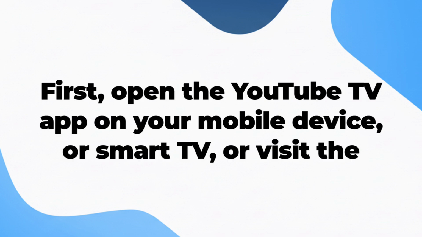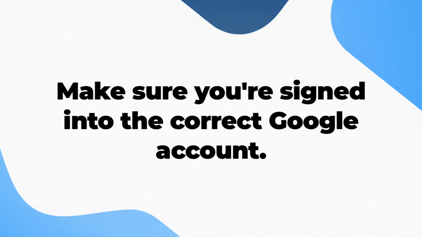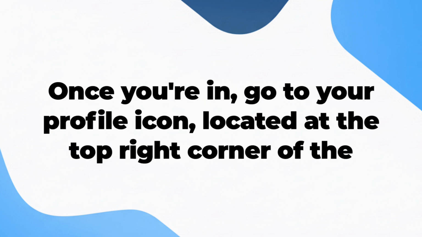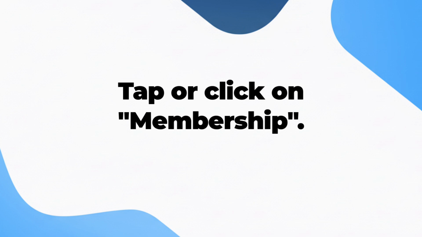First, open the YouTube TV app on your mobile device or smart TV, or visit the YouTube TV website on your computer. Make sure you're signed in to the correct Google account. Once you're in, go to your profile icon located at the top right corner of the screen. Next, select Settings. From the menu, tap or click on Membership.